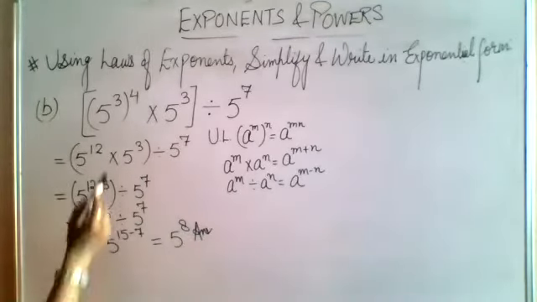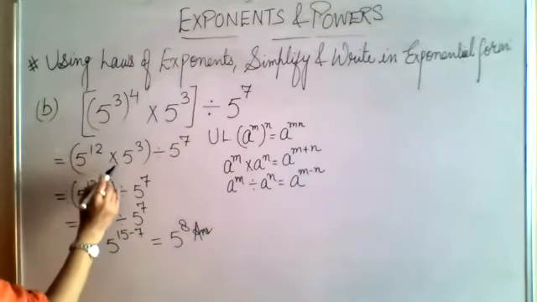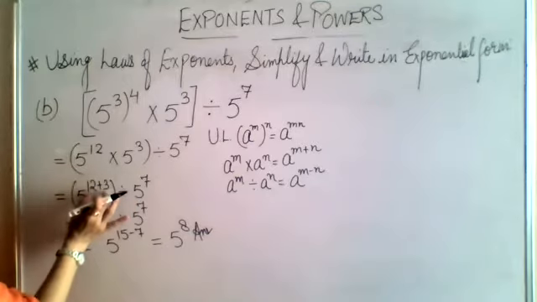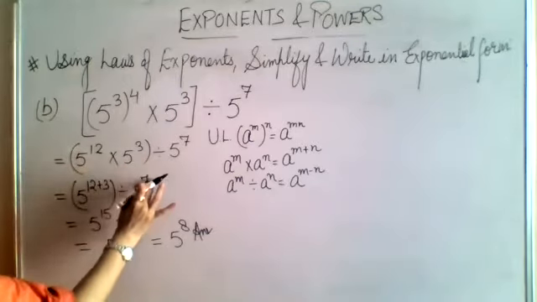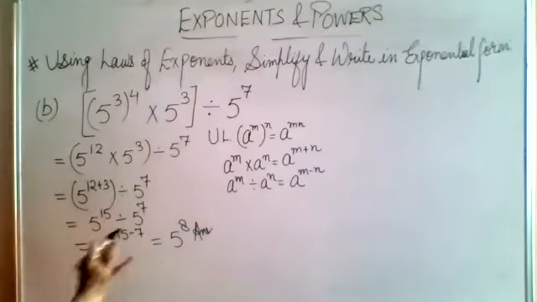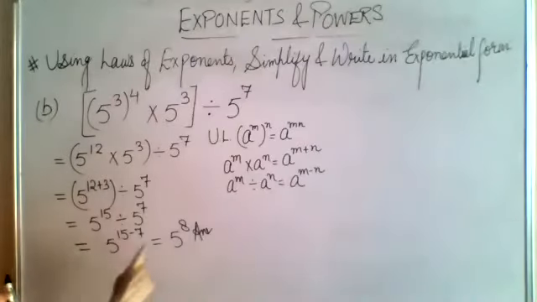I am explaining again. 3 4s are 12. So 5 raised to power 12 multiplied by 5 raised to power 3. In the same way, multiply sign, powers added. 12 plus 3 is 15. Division sign, 5 raised to power 7. Same bases, division sign, powers will be subtracted. So 15 minus 7 is 8. It's 5 raised to power 8.